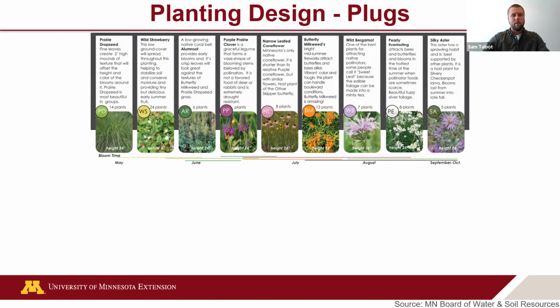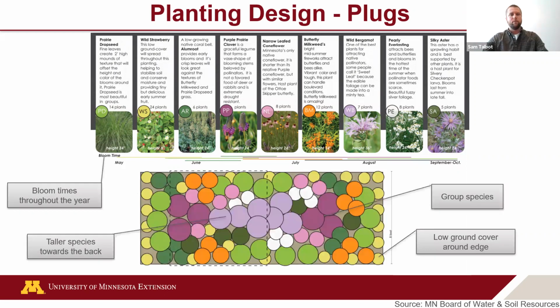And then when you go to lay them out, a few things to keep in mind. As I mentioned before, for aesthetics, you can always have those low ground cover, shorter grasses, sedges along the edges, grouping species. That makes it better for pollinators to forage more efficiently. And then, having those bloom times again throughout the year. And this example is for an 8-foot by 20-foot bed, just to give you some perspective.